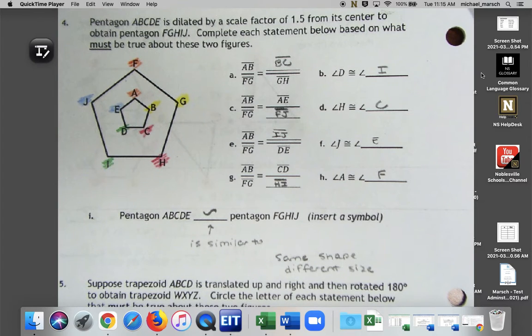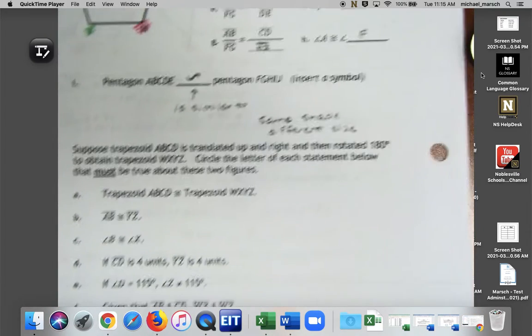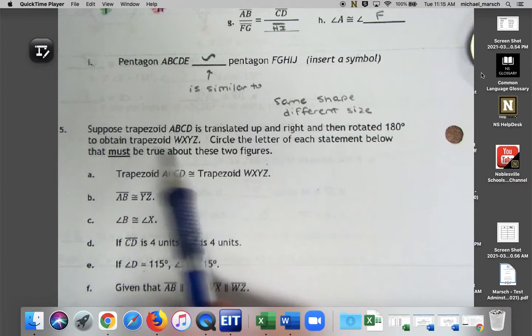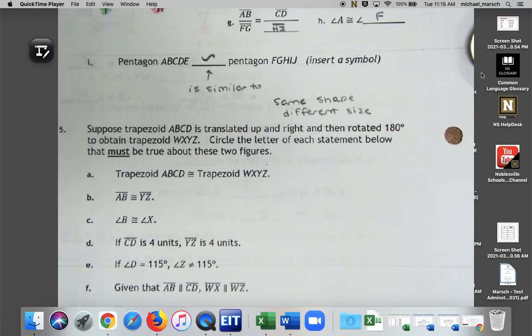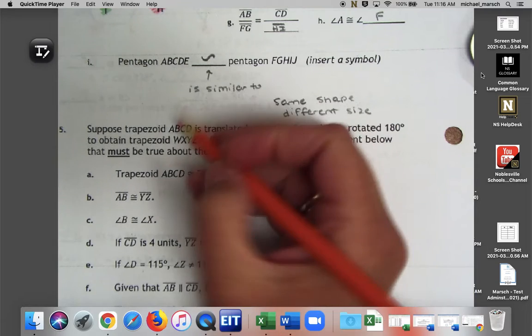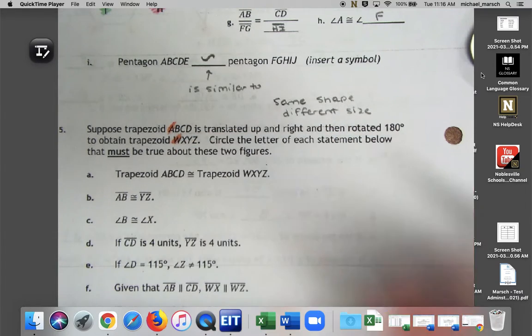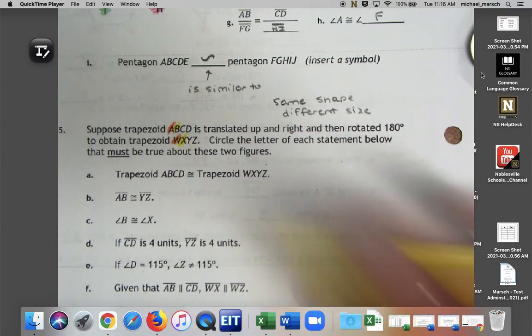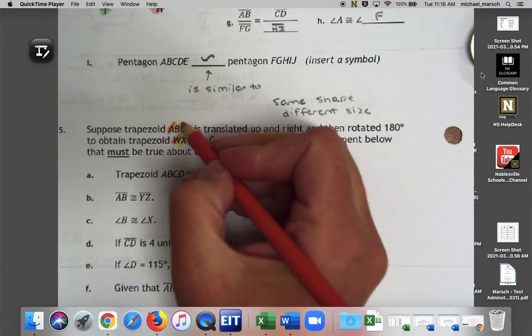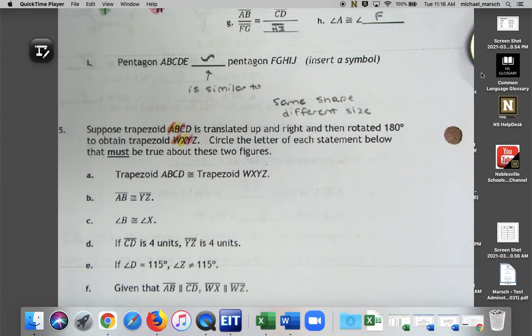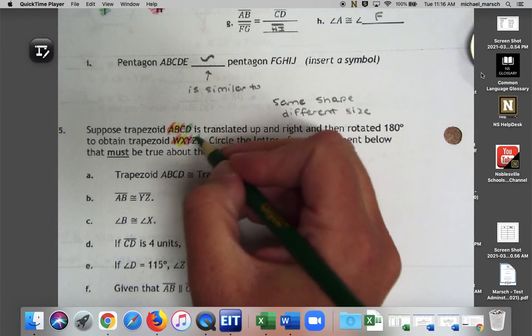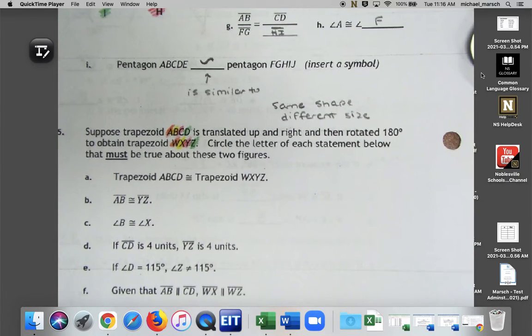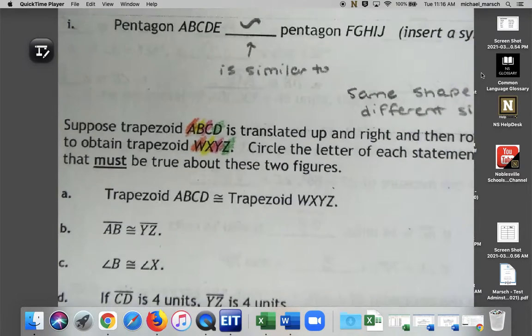Okay, number 5 is kind of a doozy because we don't have a picture. Luckily, we've been practicing how the letters match up in the order that they're given. So let's color code just these letters. So A is going to color code with W. B is going to color code with X. C is going to color code with Y. And D is going to color code with Z. Kind of looks clustery, but we can still tell, right?